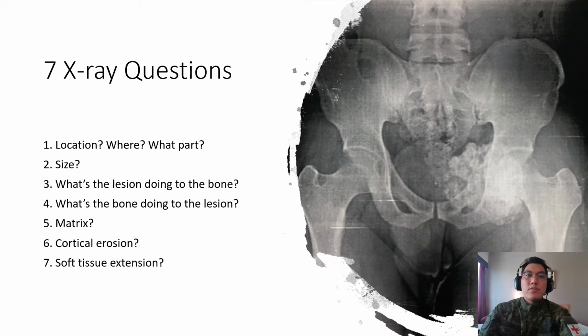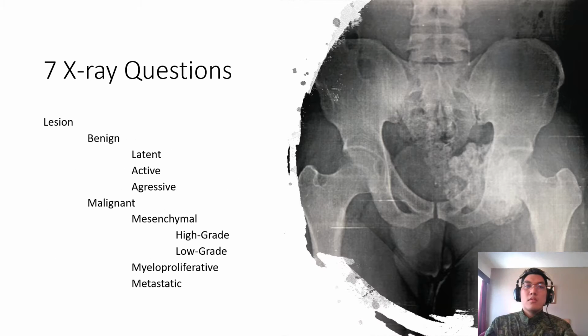And here are the 7 questions we have to answer. Once these questions have been answered in association with the clinical assessment of the patient, the biologic activity of the lesion can be classified as benign, latent, active, aggressive, or malignant. If malignant, the lesion can be classified as probably mesenchymal, myeloproliferative, or metastatic, and if mesenchymal, as high-grade or low-grade.